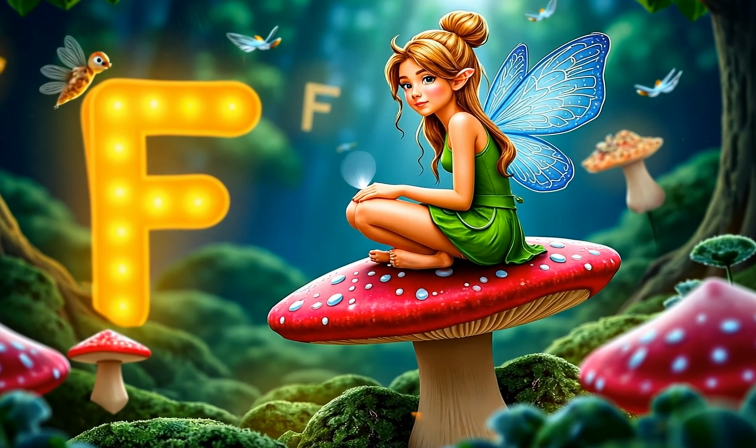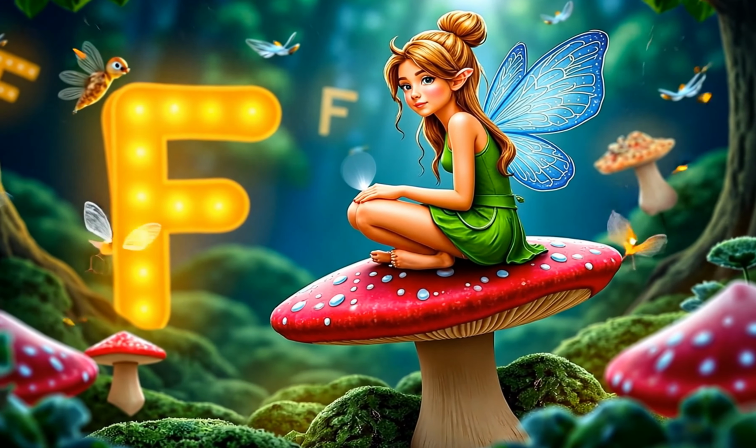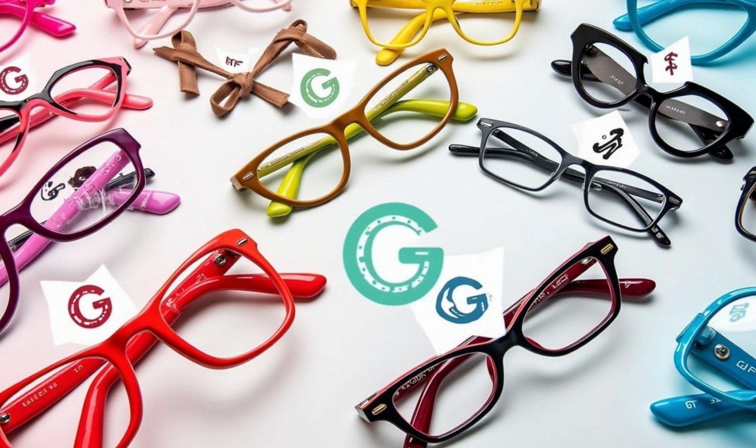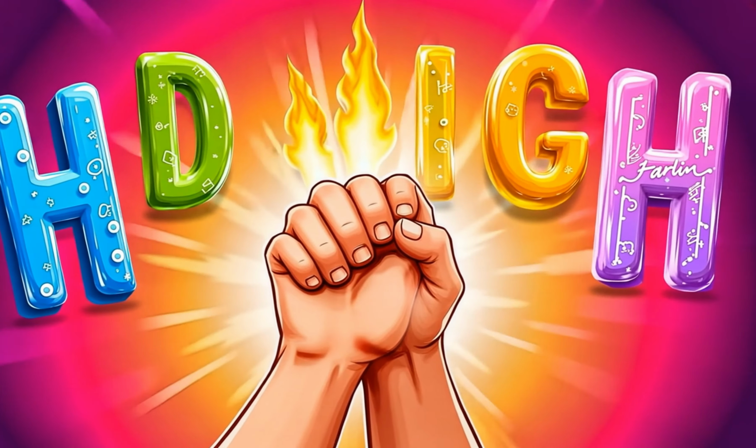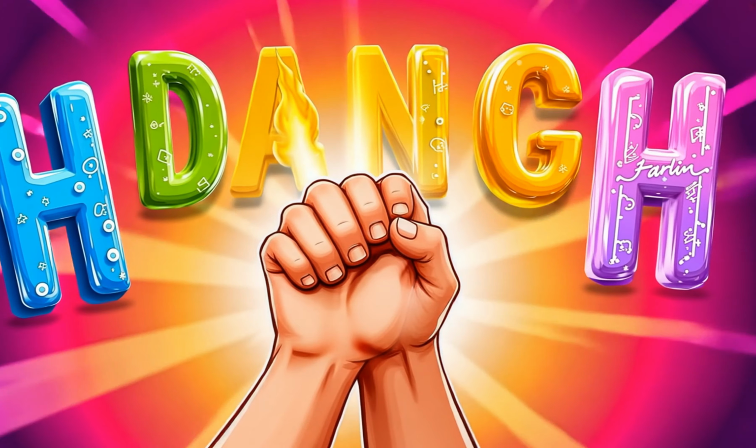F is for fairy. Fairy, F, a fairy. G is for glasses. G, G glasses. H is for hand. H, a hand.